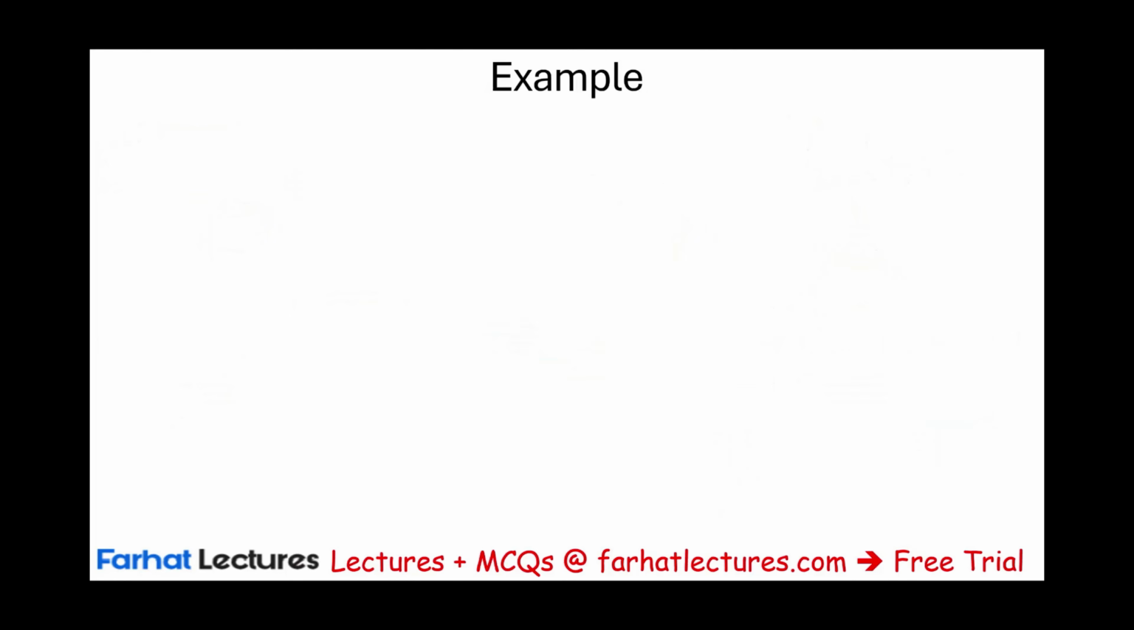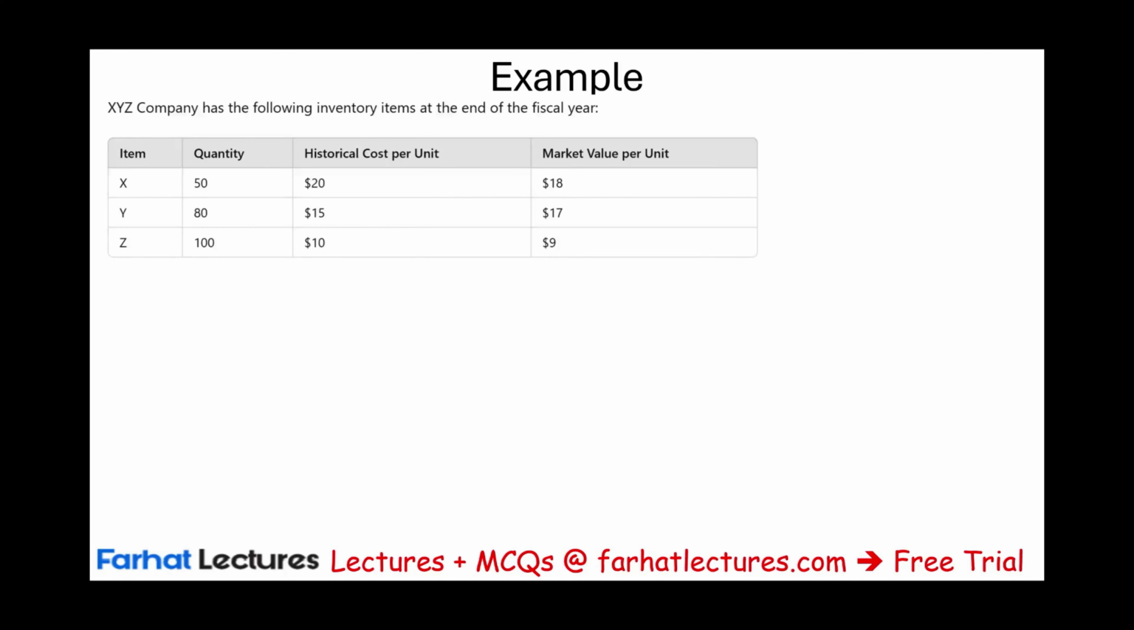The best way to illustrate this is to work a quick example. Let's assume XYZ company has the following inventory items. They have 50 units of X, 80 units of Y, and 100 units of Z. They purchase each unit of X at $20. So if we take 50 times 20, the cost is $1,000. Now, if they want to replace those items, they only have to pay 18. What does that mean? It means X lost some utility. X is not in demand. It went down in price.